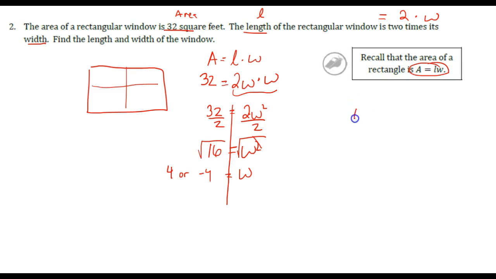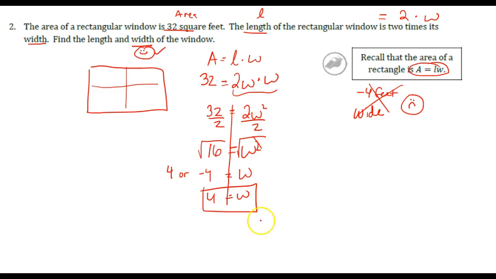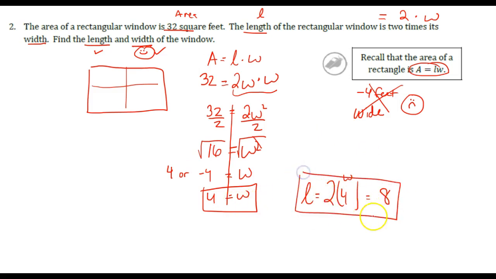And again, in real life, have you ever heard of someone saying that something is negative 4 feet wide? No, that does not exist. So we're going to say our width is 4. Now we found the width, yay, but we need to find the length. So the length, they said length is 2 times the width, which was 4. So 2 times 4 is 8. So that means we found our length, we found our width, and we are done with that problem.